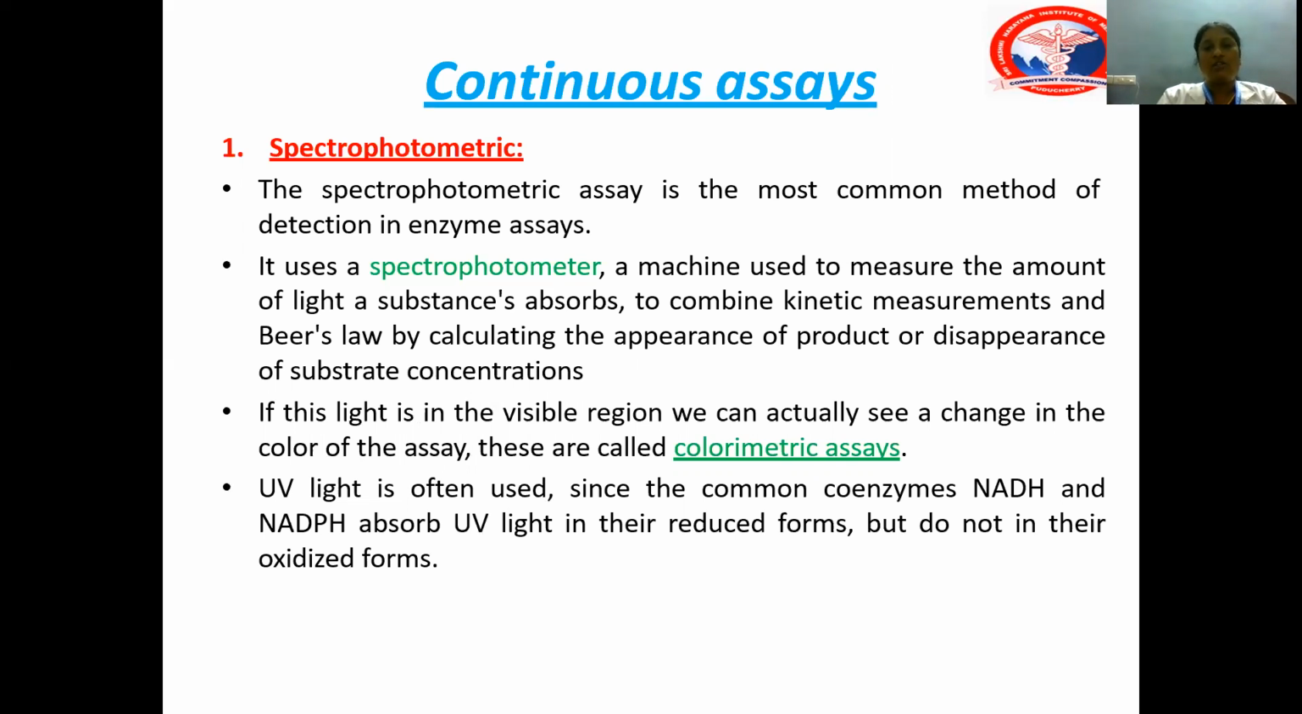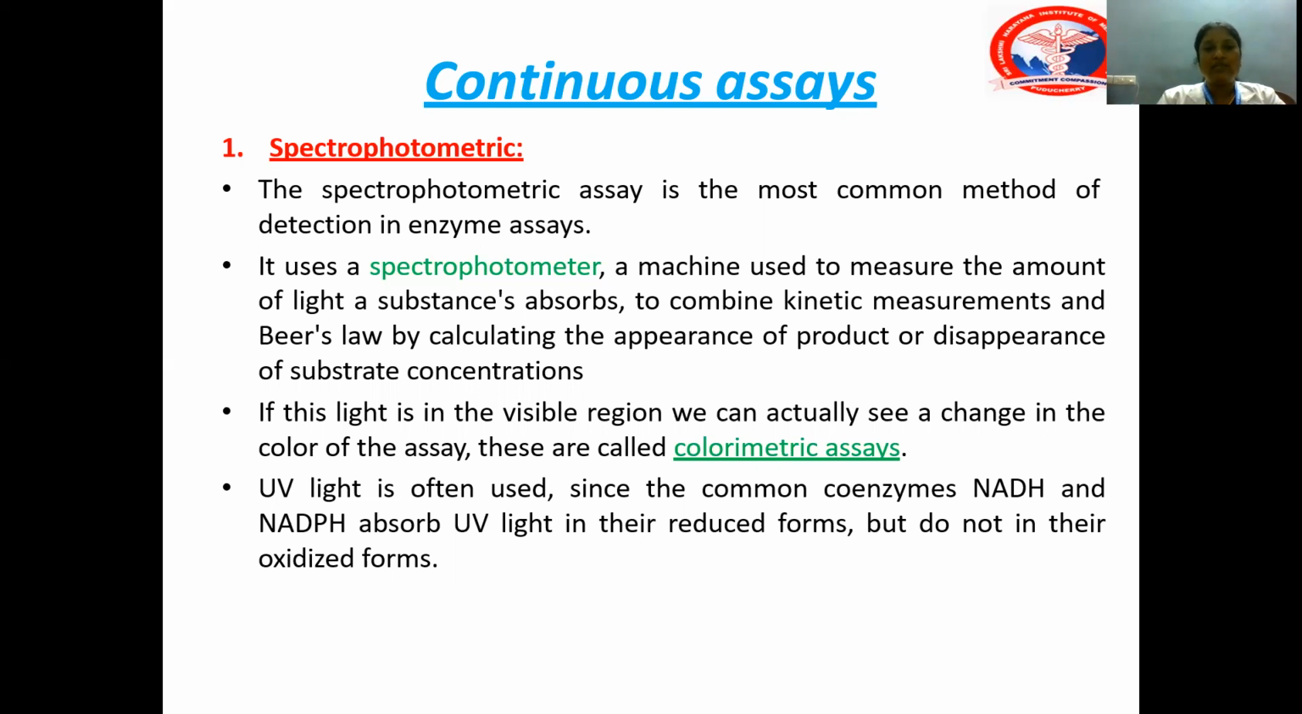substance can absorb, and to combine kinetic measurements and Beer's law by calculating the appearance of product or disappearance of substrate concentration. Basically, in a spectrophotometer, we are going to measure the amount of light the substance can absorb. So whatever reaches the detector will exclude the amount of light absorbed by the substance present in the cuvette. So it combines both the kinetic measurements and Beer's law by calculating the appearance of product or disappearance of substrate concentration.